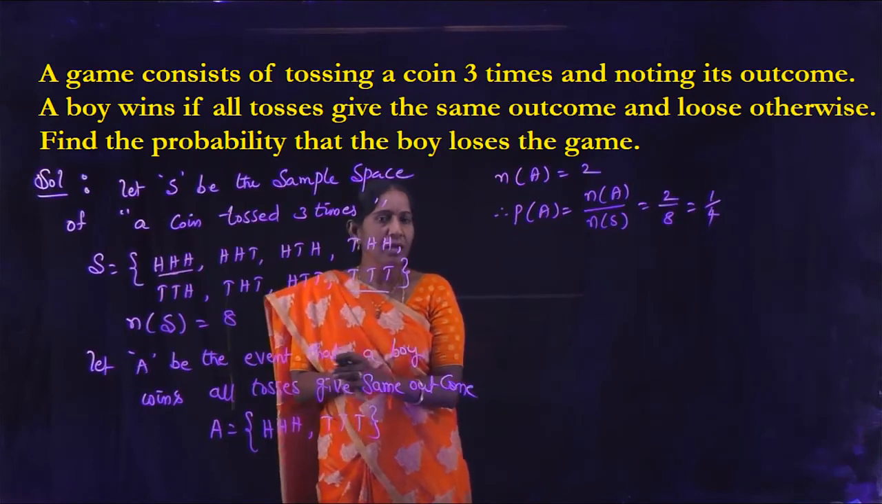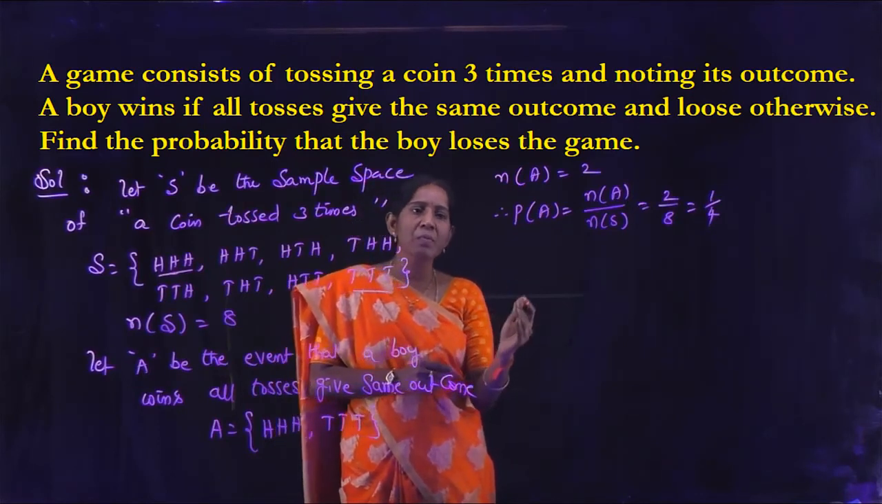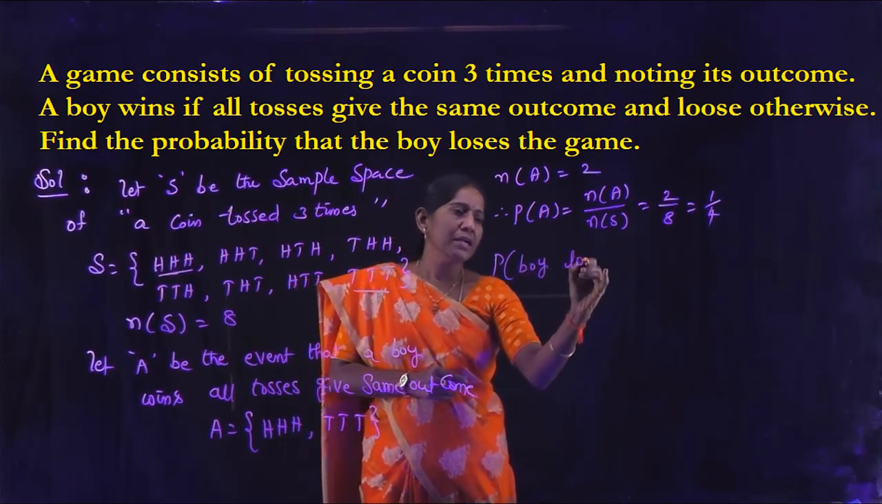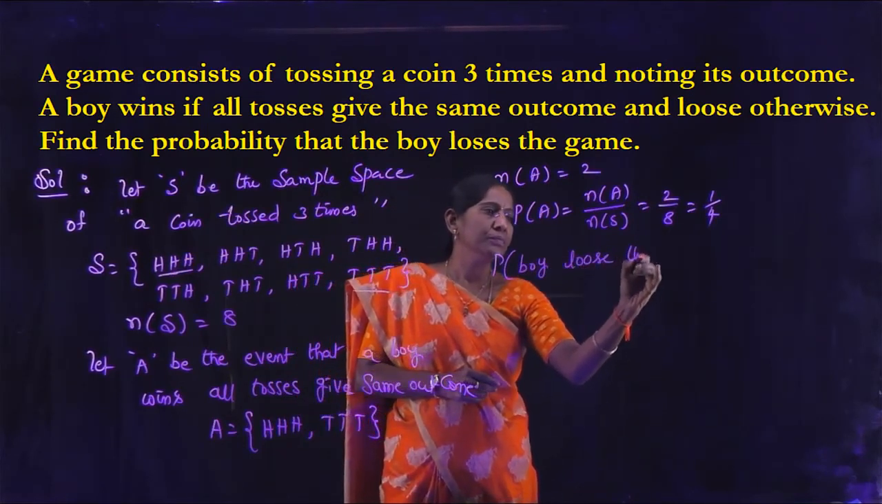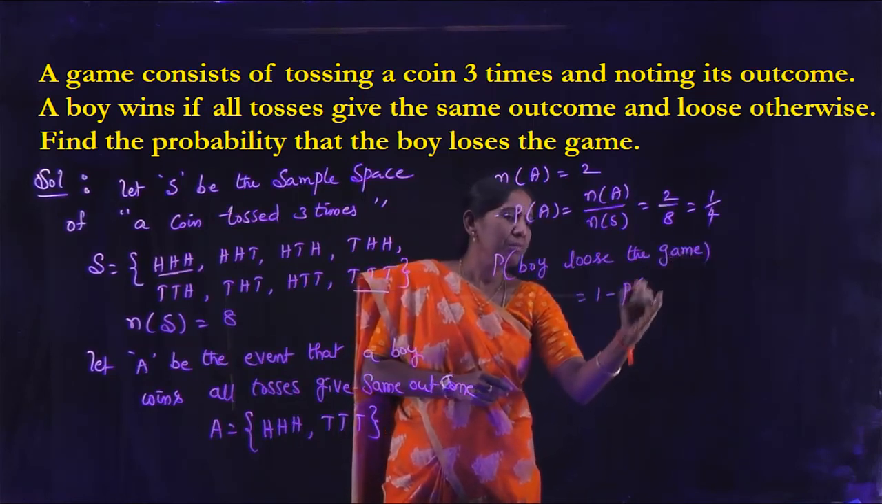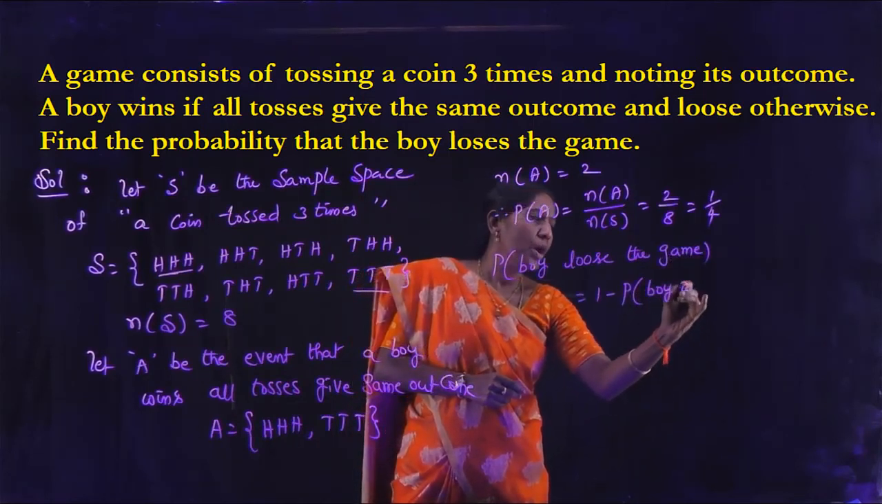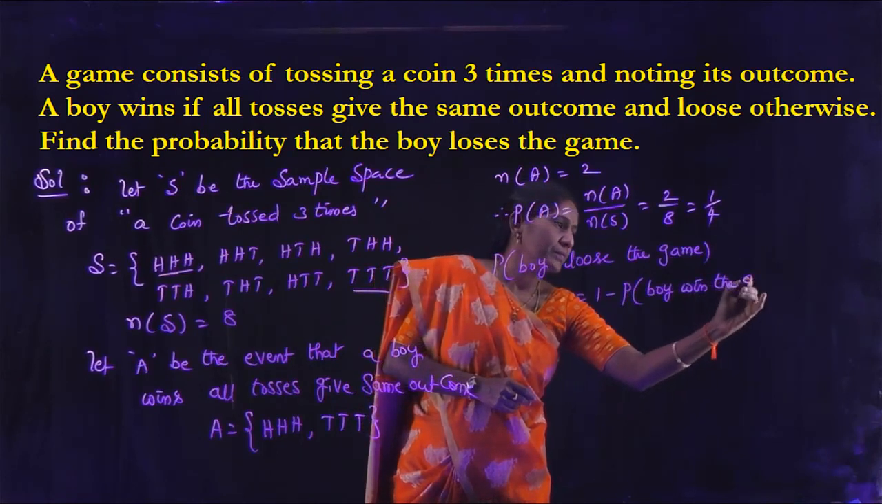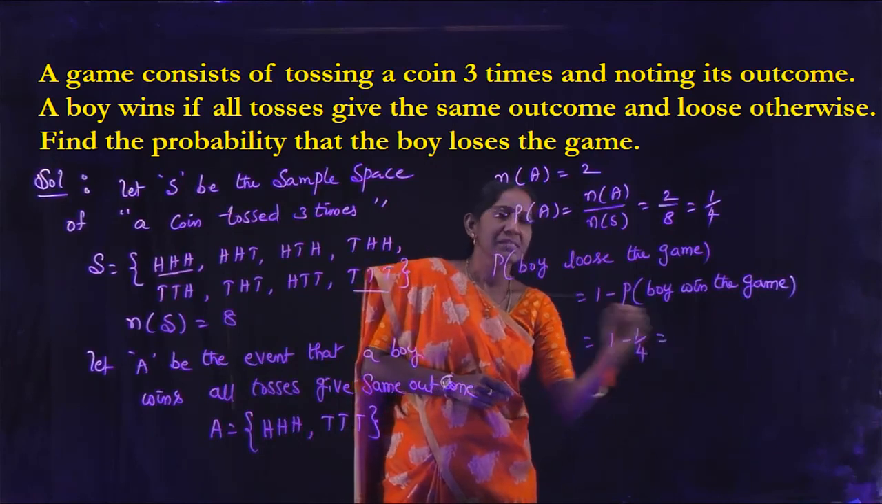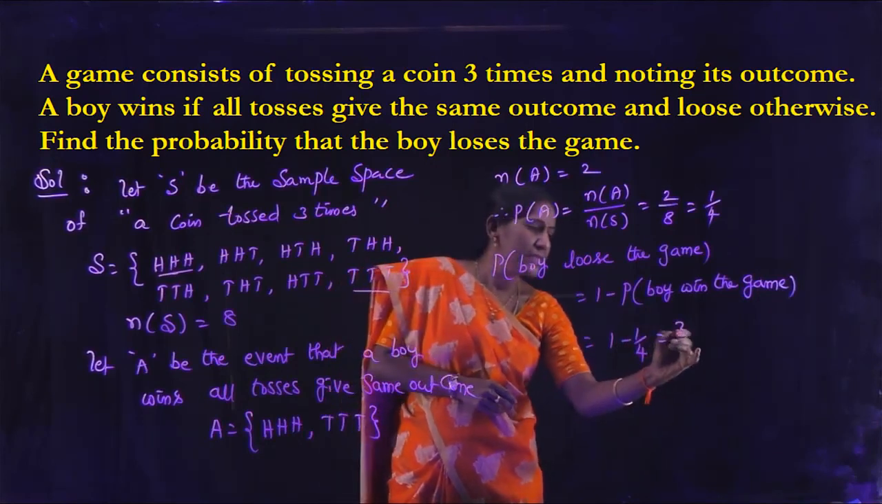But here we have to find the probability that the boy loses the game. That is nothing but 1 minus the probability that the boy wins the game. So this is equal to 1 minus 1 by 4. Then it is 3 by 4.